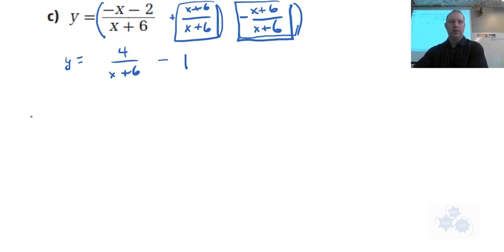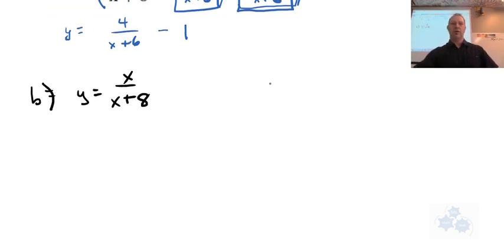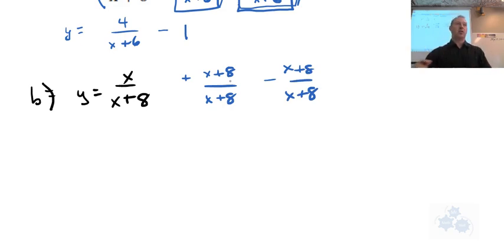Okay? So what is B again? This is 5b, y equals x over x plus 8. Okay? So let's do this, everyone, and see if we can get this method here. So what we're going to do is add x plus 8 over x plus 8, minus x plus 8 over x plus 8. All right, so that is okay to do. We're adding 1 and then subtracting 1 back right away.